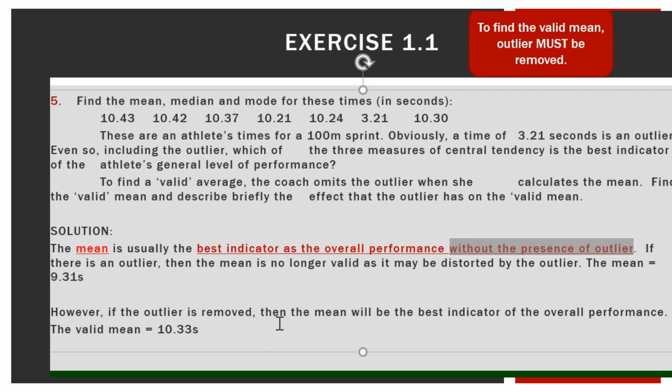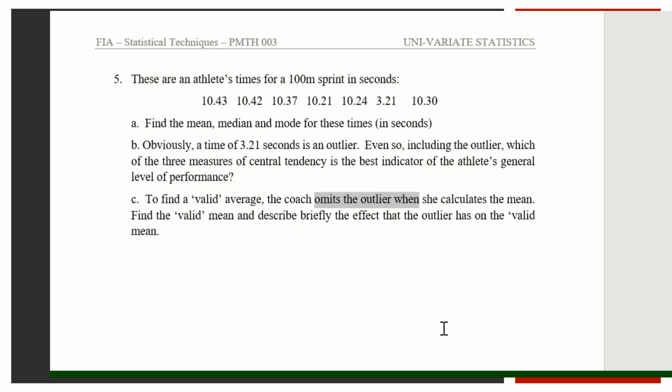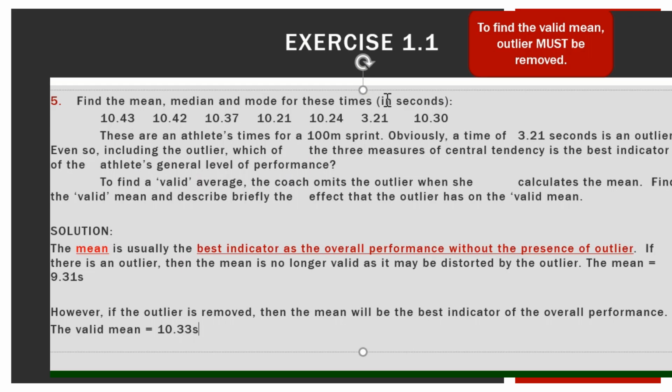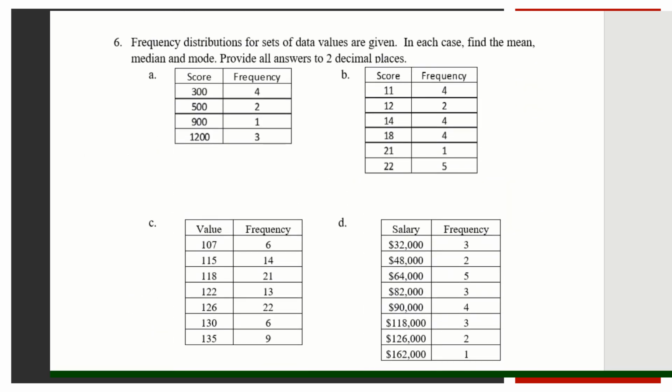When you remove it, the new mean will be 10.33 seconds, which is the best indicator for overall performance after you remove it. So the effect of the outlier: small outlier, small mean. When the outlier is removed, the mean will increase. Understand? Just stick to that same standard answer all the time. Number 6 as well, I will leave you to do it. You can pause the video and get it done.